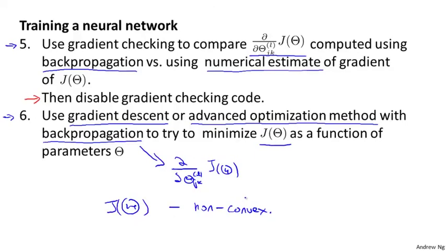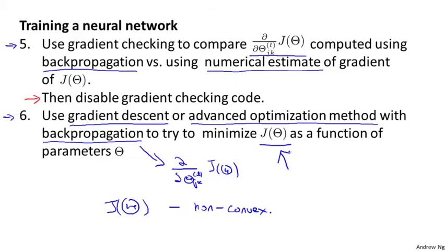But it turns out that in practice, this is not usually a huge problem. And even though we can't guarantee that these algorithms will find a global optima, usually algorithms like gradient descent will do a very good job minimizing this cost function J of theta and get to a very good local minimum, even if it doesn't get to the global optimum.